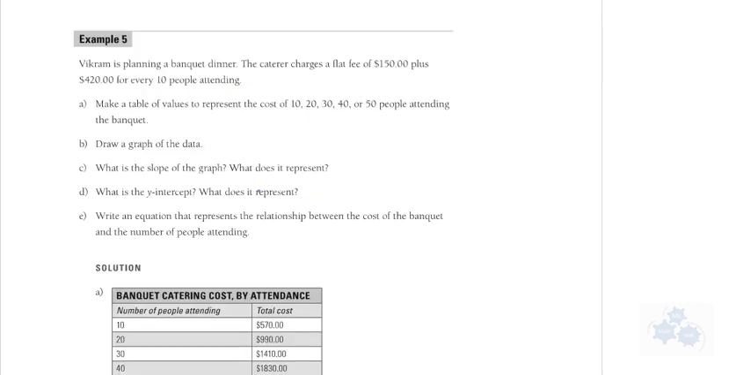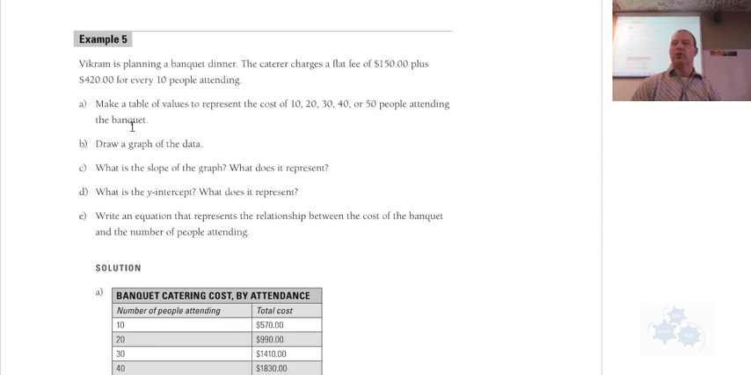So moving on here, example 5 is another type of question, and we'll take a look at example 5 here. It says Vikram is planning a banquet dinner. The caterer charges a flat fee of $150. Okay, that's pretty important. A flat fee. That's where the charges begin. Flat fee of $150, and then $420 for every 10 people. That seems to be like a rate. That seems to be like it might be a slope. Okay, flat fee seems to me like that's going to be a b value.